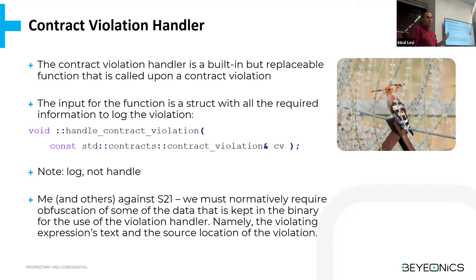You have only one of these. You cannot choose to locally change it. You can change one for the application. You have only one for the application. I can tell you more. You cannot call this function yourself. You can't call it. You cannot construct this contract violation object by yourself. The only chance that you have to construct a contract violation is inside your contract violation handler, when you get a const object, and you can try to build another one, but you are not supposed to.